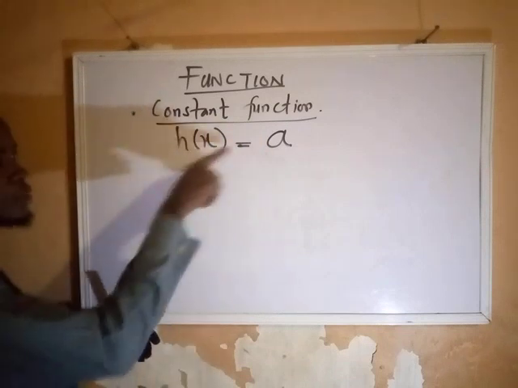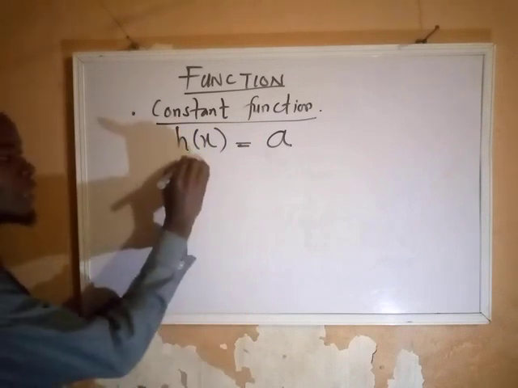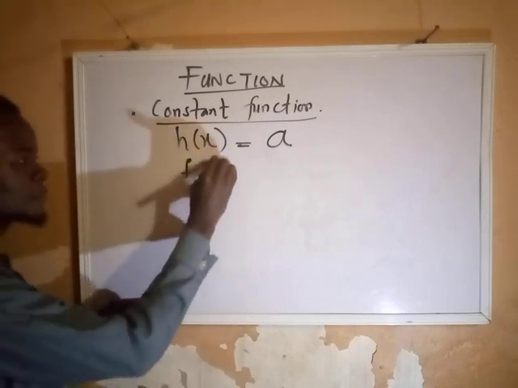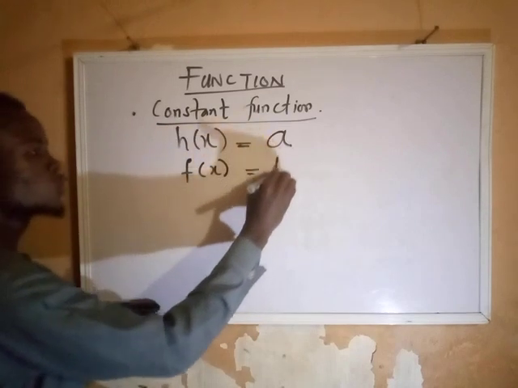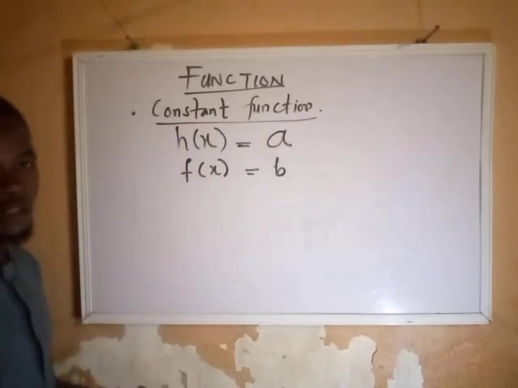We have a here, we have x here, they are not the same. Another example is, let's say you have f of x equals b. All of these are constant functions.